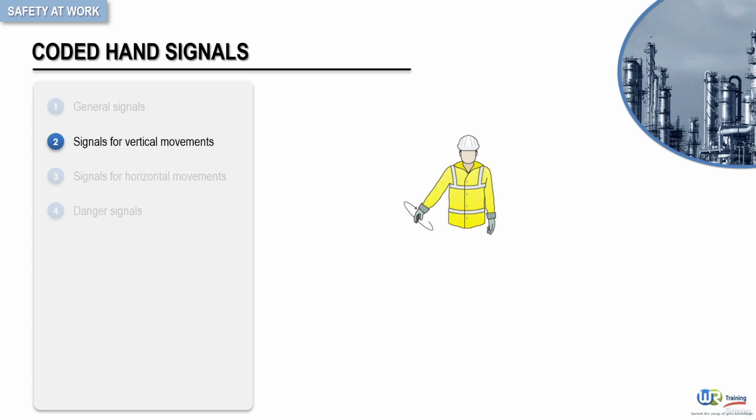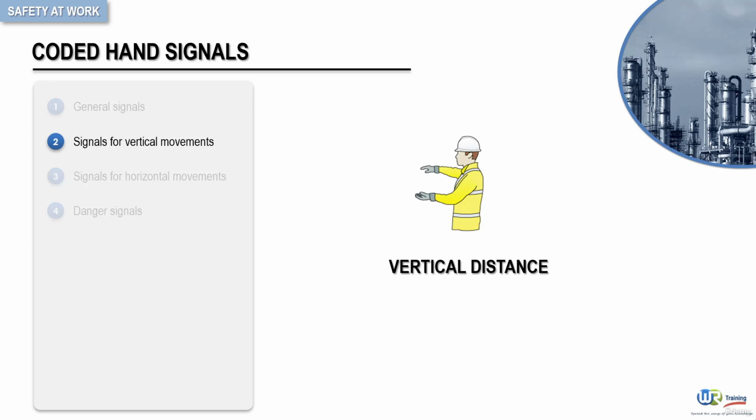When the right arm points downwards with the palm facing inwards and slowly makes a circle, it indicates a vertical downward movement or a lower signal. This next figure is for vertical distances. Here, the hands indicate the relevant distance.